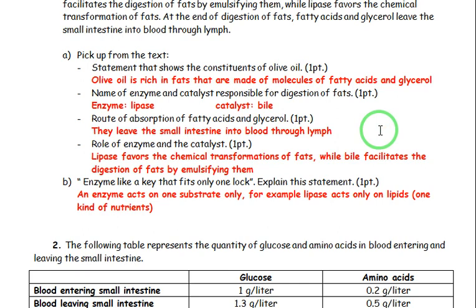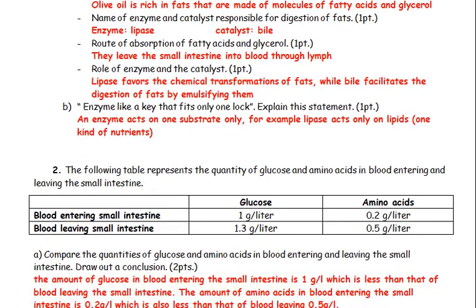For example, the enzyme lipase acts only on lipids. It cannot act on proteins or carbohydrates or starch. So this is the meaning of the enzyme is like a key that fits only one lock. Let's move to number 2.